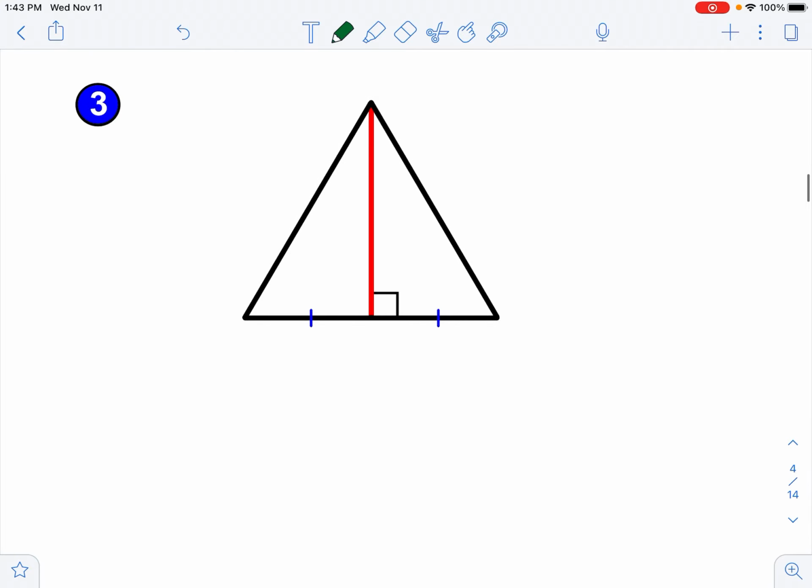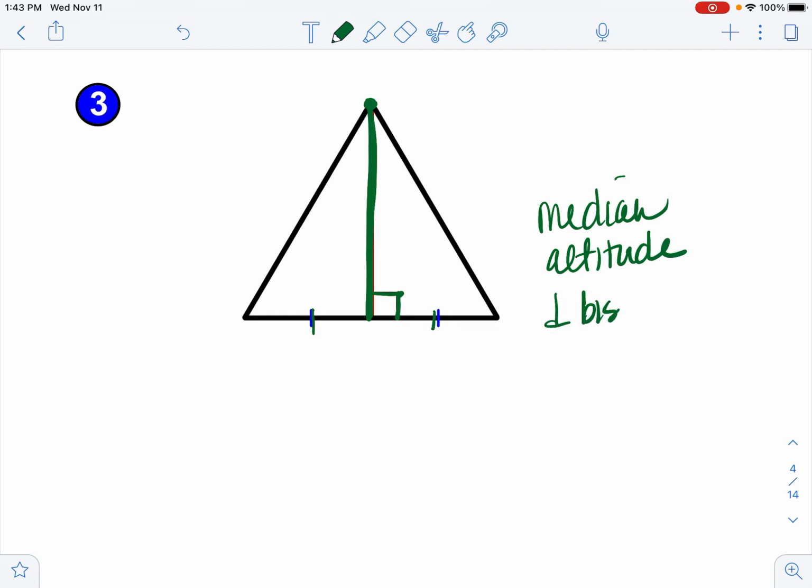This one right here comes from the vertex, hits the opposite side, and gives you 2 congruent segments. So that's a median. But it comes from a vertex, hits the opposite side, and gives you right angles. So it's also an altitude. And if it's a median and an altitude, it's a perpendicular bisector also. Because if you look, it's a segment that gives you 2 congruent parts and right angles.